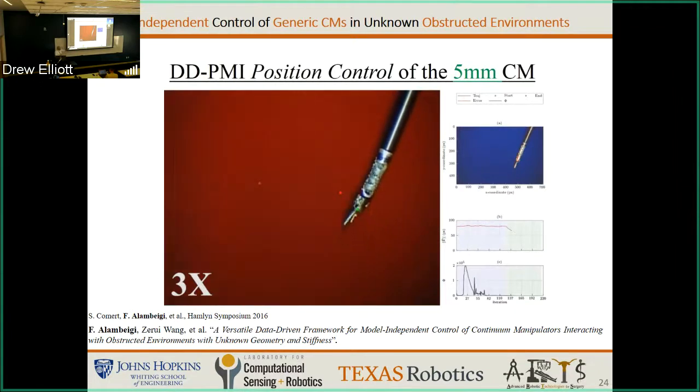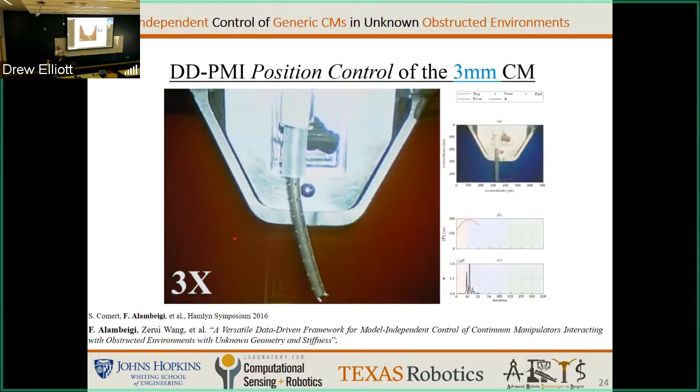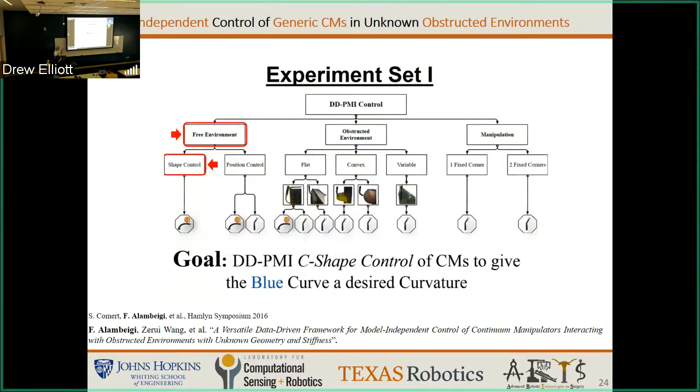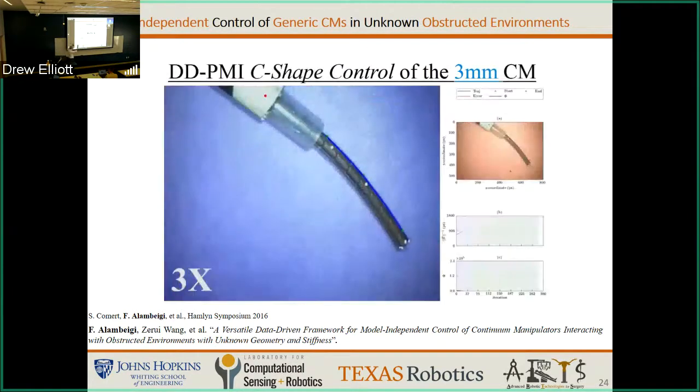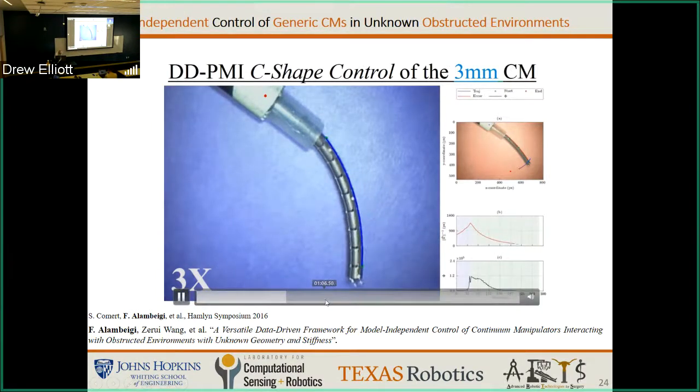Pretty much the same thing. We tried free bending, and you will see later on the more challenging cases. If you have interaction in the environment, we can still reliably control. And you see this tree. We did all these experiments to show we can go from shape control to basically position control.